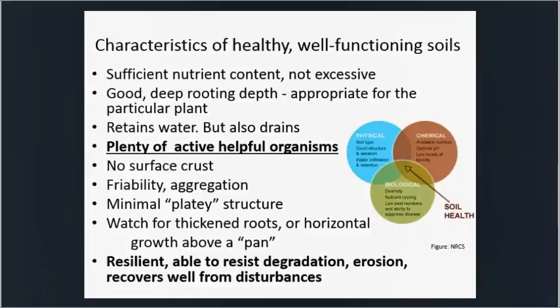a characteristic of a healthy, well-functioning soil, and I'm not going to read all of that, you can read for yourself, healthy soil should be one where there's plenty of active, helpful organisms. And then above that, you also see that a good soil should retain water, but that it also drains well. That means the excess water is allowed to leave. So you need to have those two elements amongst all the others for microorganisms to survive well.